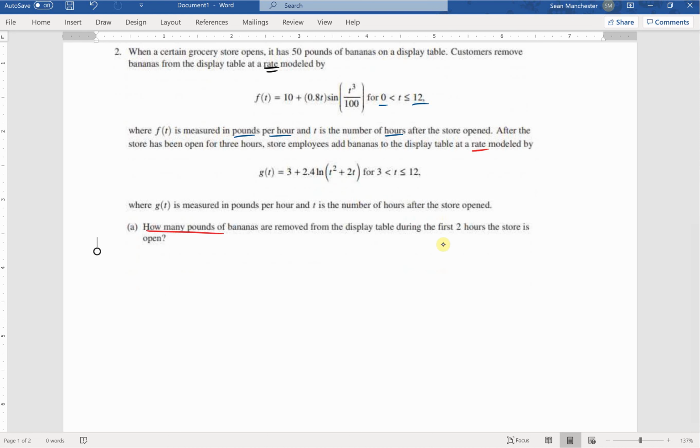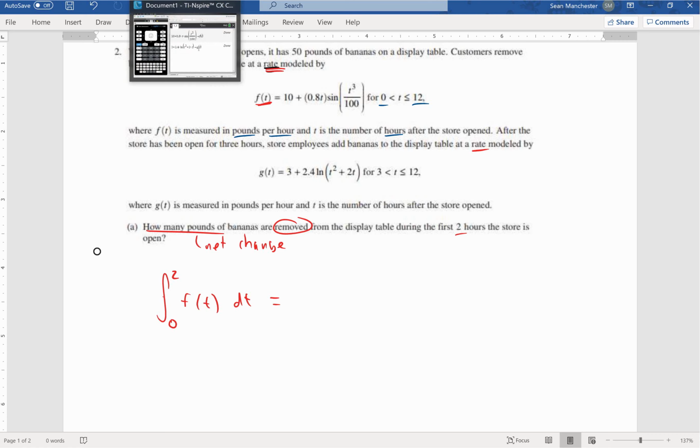How many pounds is saying the net change in bananas on the shelf, right? Bananas are leaving the shelf. We want to know how many bananas leave the shelf over 2 hours. This is net change, and we know that the integral of rate of change is net change. So since we're talking about bananas being removed, this is going to be the function f. Since f is the rate that bananas are leaving the shelf, this is the integral of rate of change. And we want to know it for the first 2 hours that the store is open. It opens at 0 hours, and 2 hours later would be t equals 2. So this is the integral that we need to find from 0 to 2 of f.